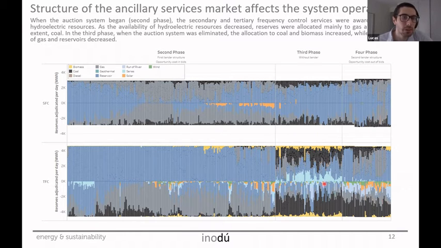In the third and fourth phases, there is an increase in reserve adjudication to coal and biomass, mostly in the tertiary frequency control. When resources are adjudicated to give down services, there is a need to keep a minimum level of operation. If we focus on the hydro resources allocated during the second phase, an increase in the dispatch of hydro resources is to be expected to sustain those reserves. This may lead to an anticipated depletion of the hydro resources.